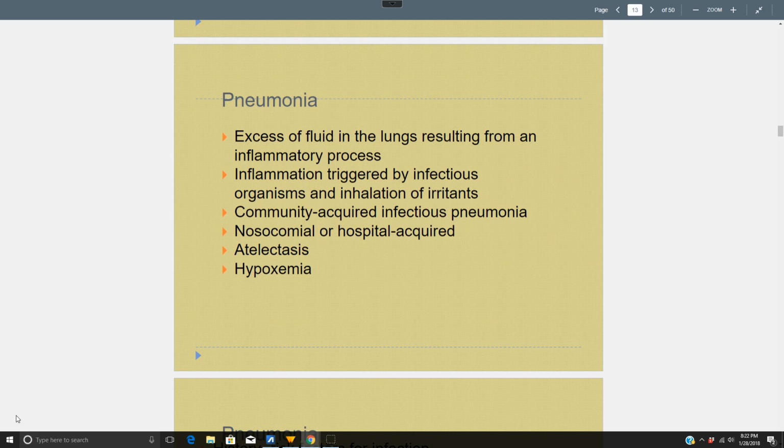We're going to talk about obstructive pulmonary disease such as emphysema and asthma, but pneumonia is a restrictive type of disease because obviously it restricts lung compliance, thus causing atelectasis, and thus causing a decrease in a patient's PaO2, okay?